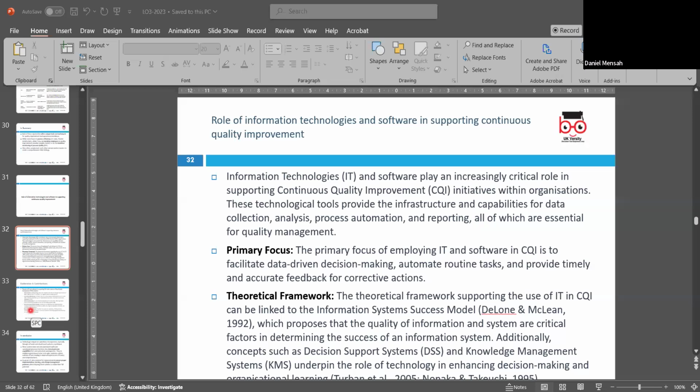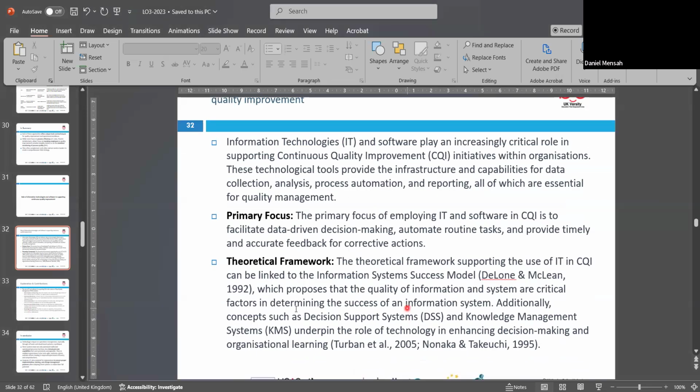So if you see the technology framework, it is created with different kinds of software. It is working around the information system success model. Then there is another model, the decision support system and the knowledge management system. They are using such systems which are making their processes efficient. I will explain each of these.